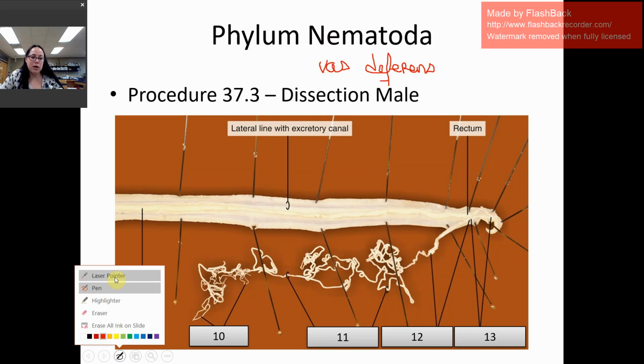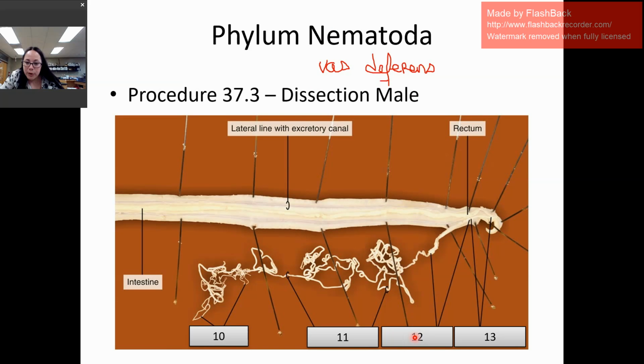And then for number 12, right? Number 12 here, yes. This is the last part, and this is called the seminal vesicle. So it's what is going to carry the sperm toward the outside of the worm. And then in the number 13, we have the ejaculatory duct and the genital pore together. So this is all you have in the Ascaris, male and female separated.